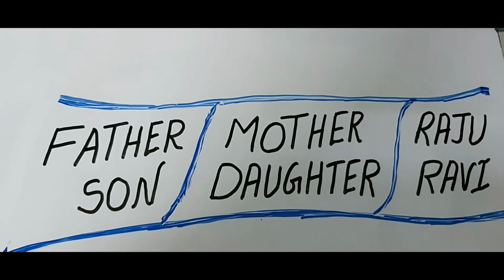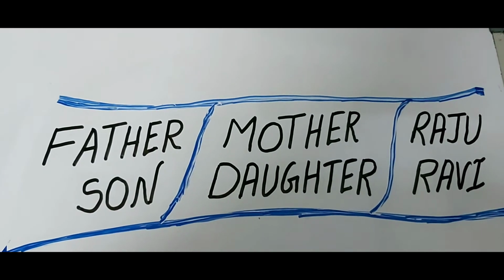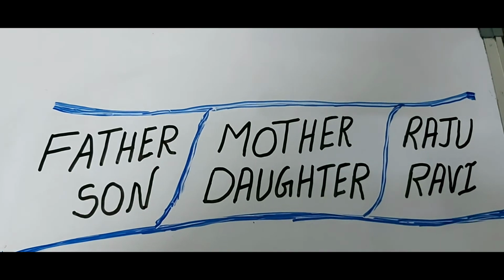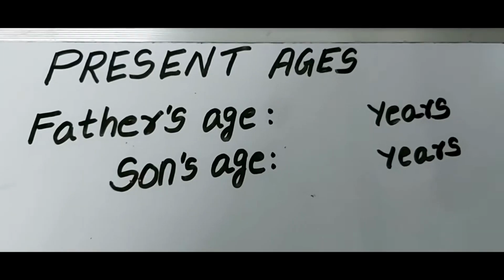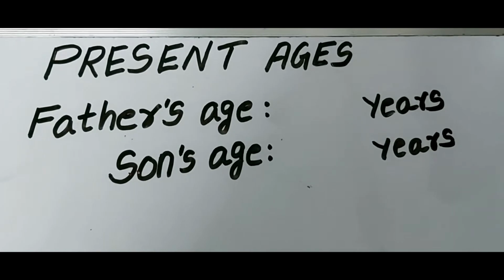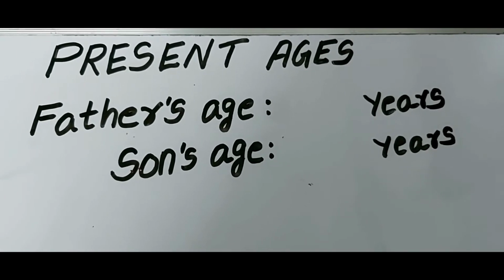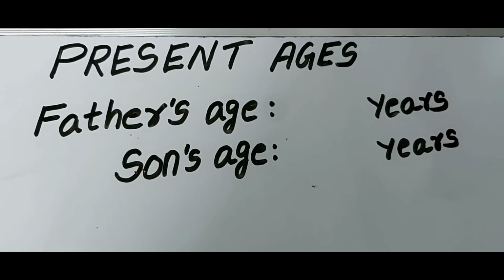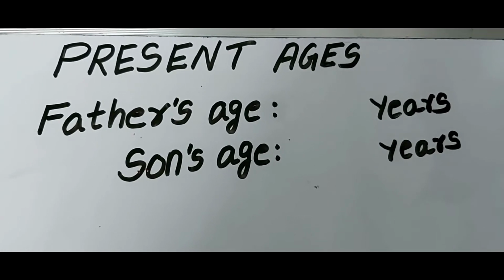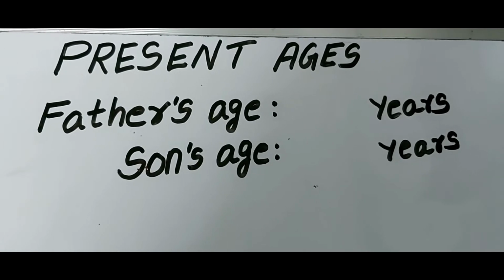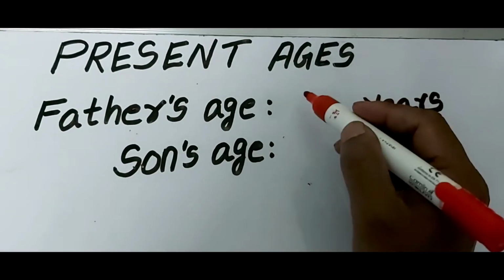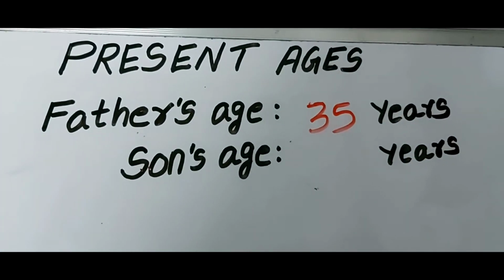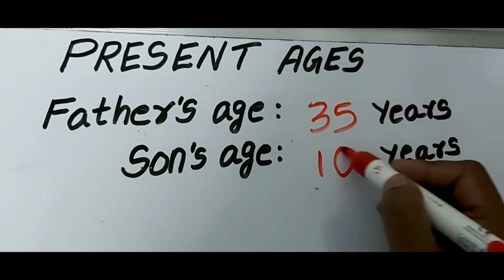Today I am going to show you how to create problems based on age. To frame a question based on age, we need two characters like father son, mother daughter, Raju Ravi, or any other two characters. After selecting the characters, the first thing we need to do is to assign reasonable values to their present ages. Here in this case, I would like to take father's age as 35 years and son's age as 10 years.